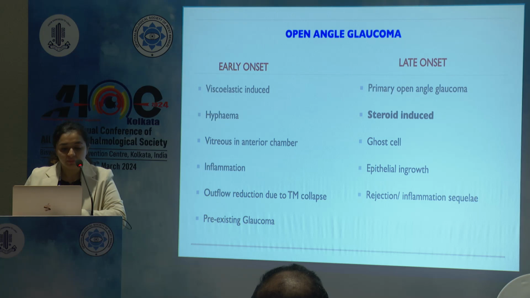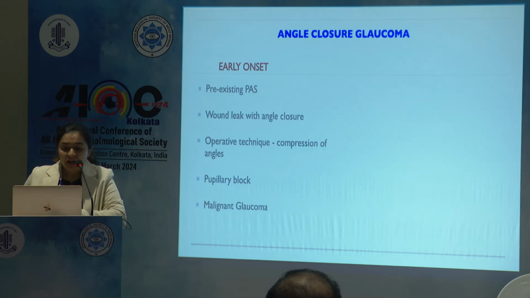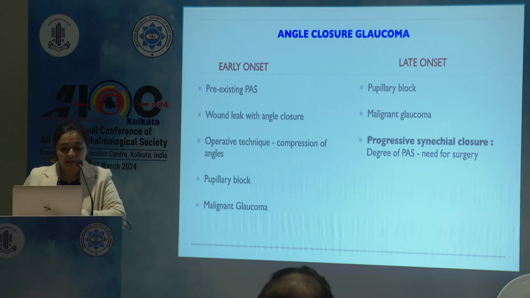Early onset can be because of retained viscoelastic or hyphema, vitreous in the anterior chamber. In late onset cases, the patient might be a pre-existing case of POAG, and steroid-induced glaucoma is a very common cause. In angle closure cases, pre-existing PAS, wound leak with further shallowing of the anterior chamber can be the causes for early onset glaucoma. Pupillary block and malignant glaucoma can cause early onset or late onset rise in IOP.